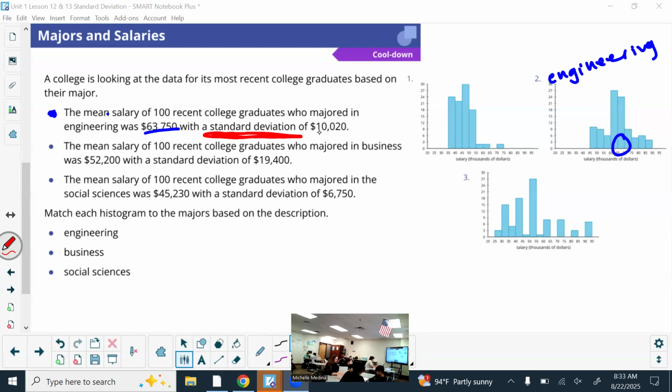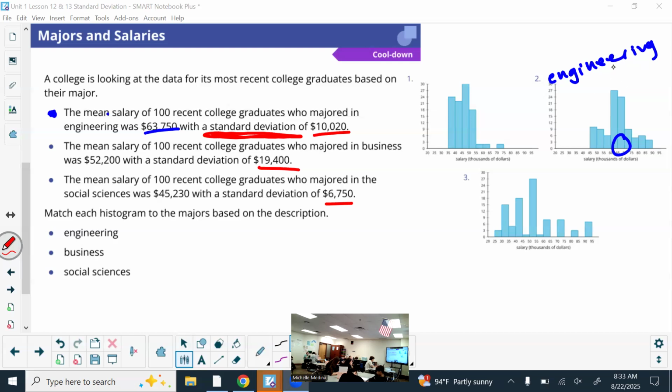How spread out it is. So compare the three different standard deviations. Engineering was 10,000, another one was 19,000, and another one was about 7,000. Does this one look like it's the second most spread out compared to the others? Okay, so then we could confidently say with those two considerations, graph 2 is the engineering major.